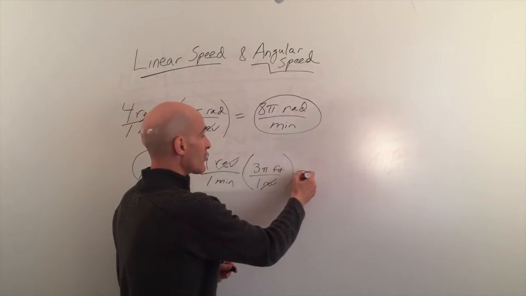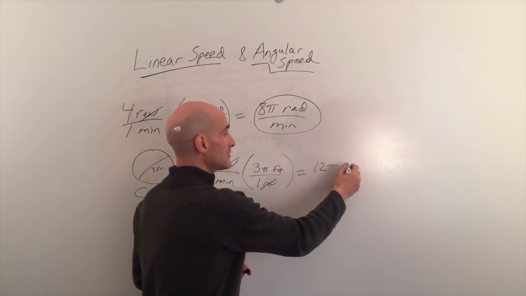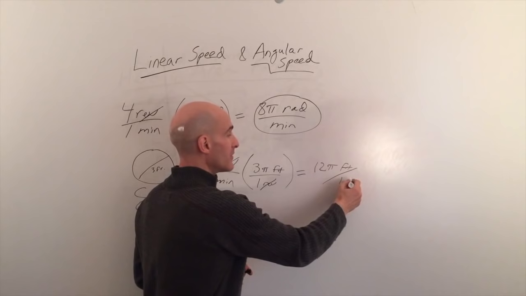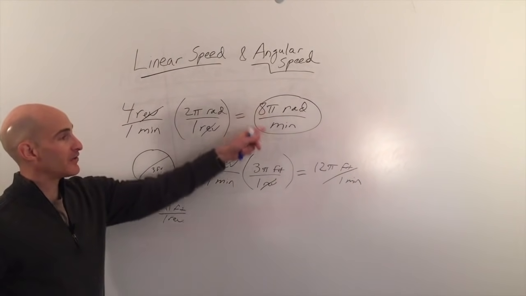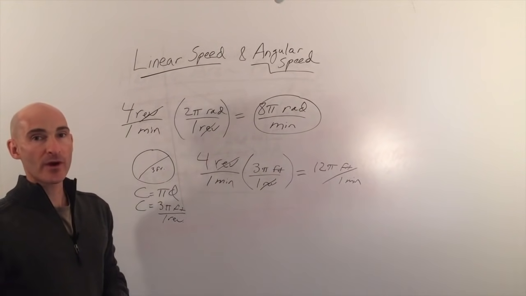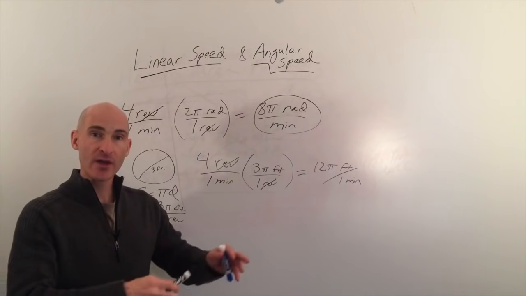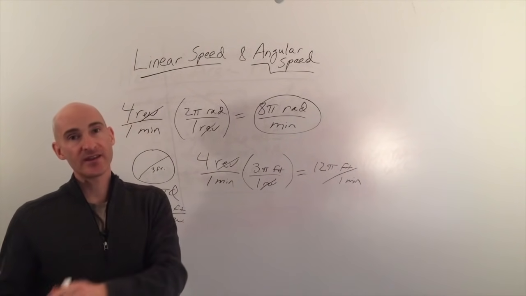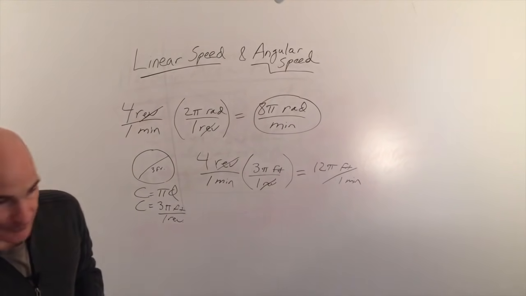So let's just multiply across. That's 12 pi feet per 1 minute. Okay, so that's angular speed and linear speed. So the next problem I want to show you, this one's a little bit more complicated. Some students have trouble with this, but again, just think about converting from the units that you don't want into the units that you do want. So let's take a look at that problem.